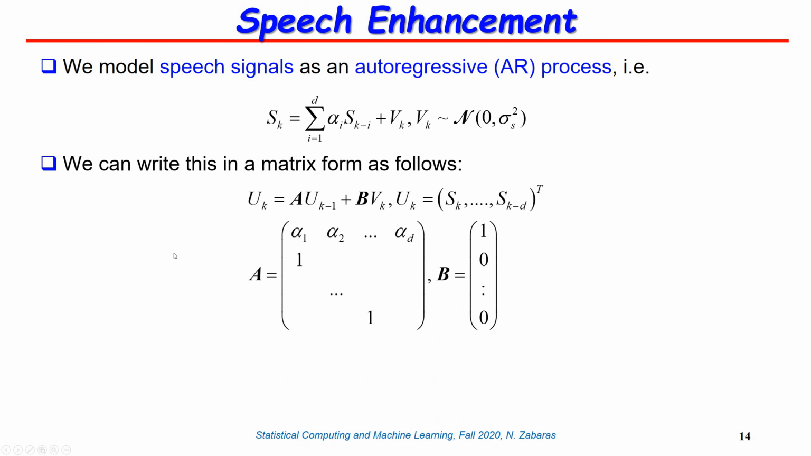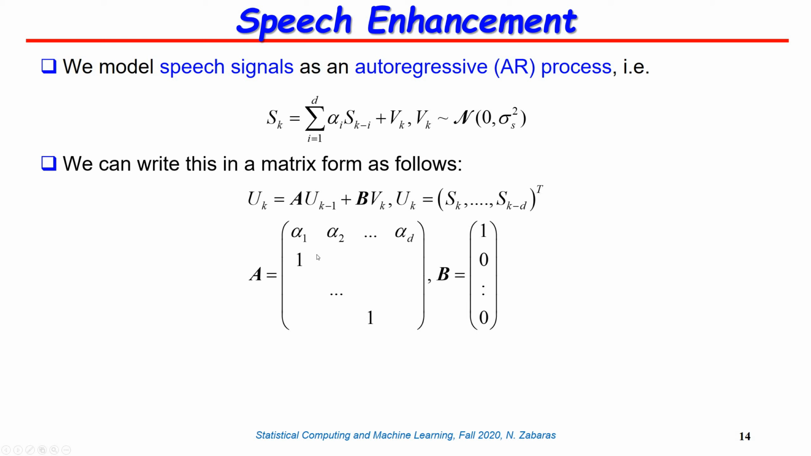However, you can rewrite this as follows. You can introduce u_k as a new state that consists of the signals at time k, k minus 1, up to k minus d, and then you can summarize this equation as u_k equal to A times u_{k-1} plus B times v_k, where you can see effectively when you take A and multiply with u_{k-1}, the first element will provide you the value for s_k, the linear combination of the d previous values, and then the remaining things don't introduce any extra information.